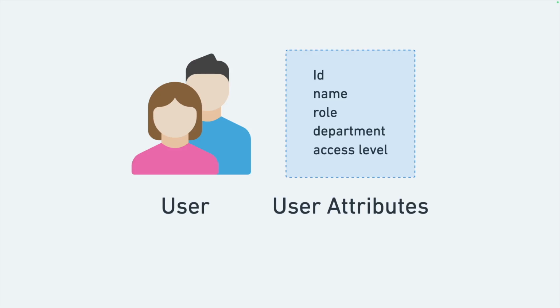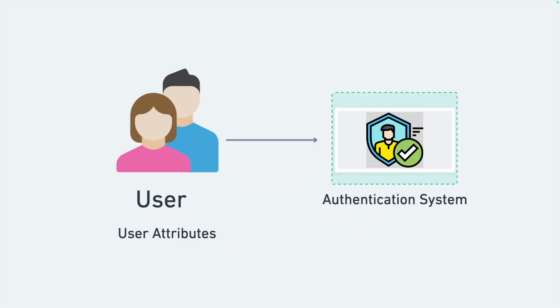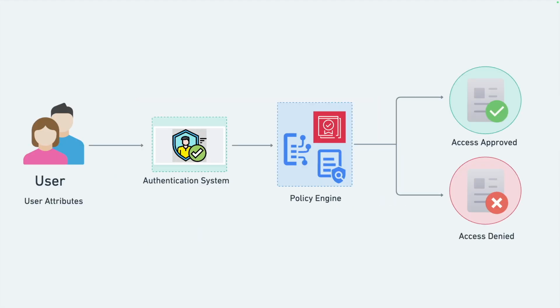Now, once you have this user with these attributes, whenever a user sends a request, the request goes to the authentication system where the request is authenticated. Once the request is authenticated, it is then forwarded to a policy engine where we have different types of policies written. Based on the outcome of the policy engine, we give the user access approved or the user gets access denied.